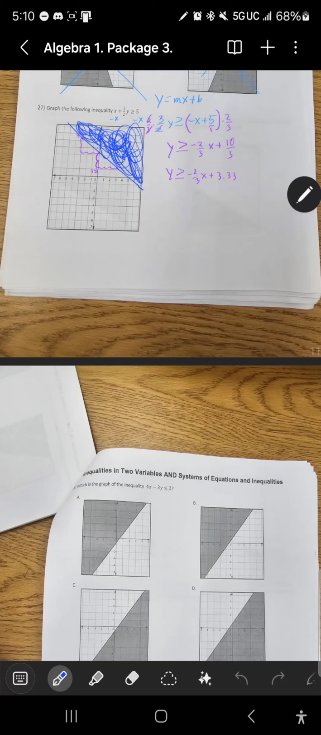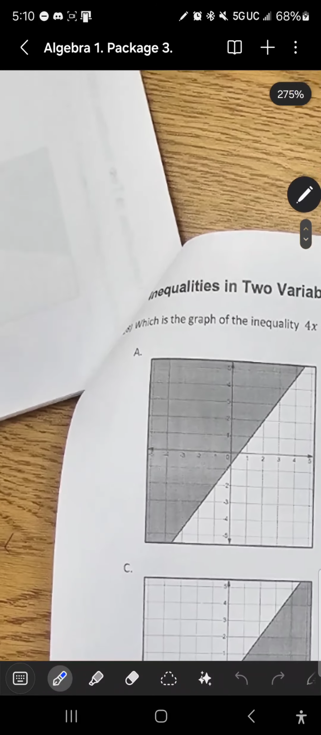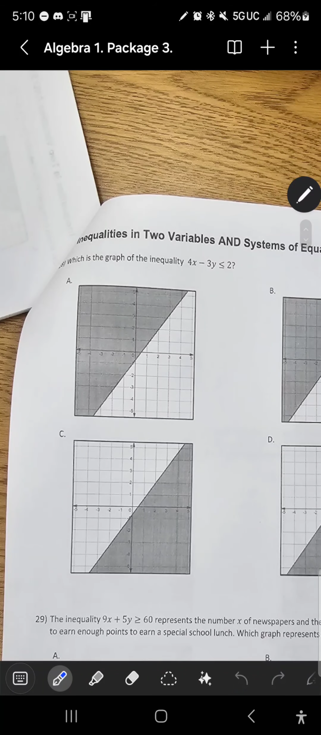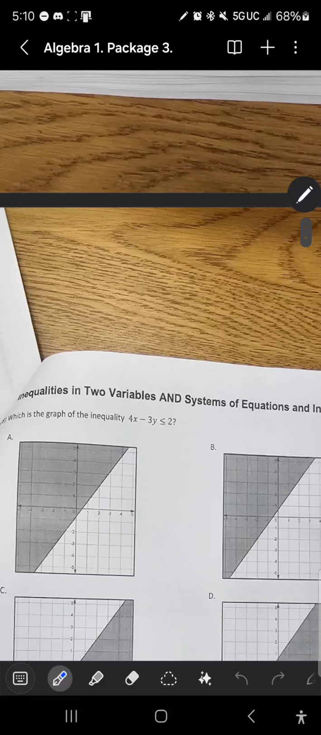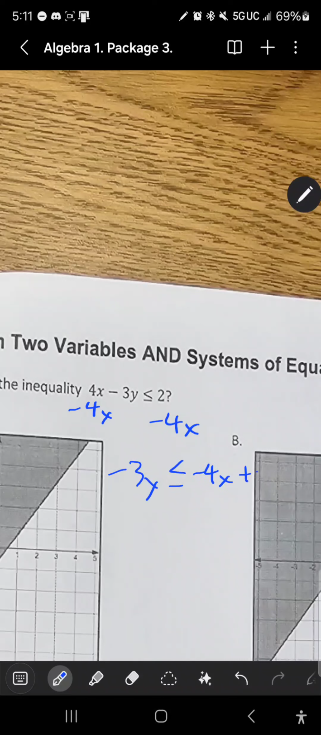Don't worry. Today we'll continue working with what we left in December, which is inequalities. So let's continue with number 28. Which is the graph of the following inequality? I'm going to do what we have been doing. First of all, I'm going to write it in slope-intercept form. So I subtract 4x from both sides. So I get negative 3y less than or equal to negative 4x plus 2.